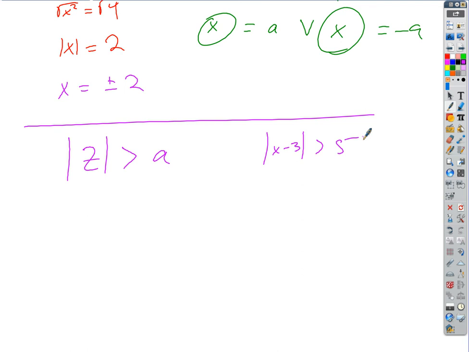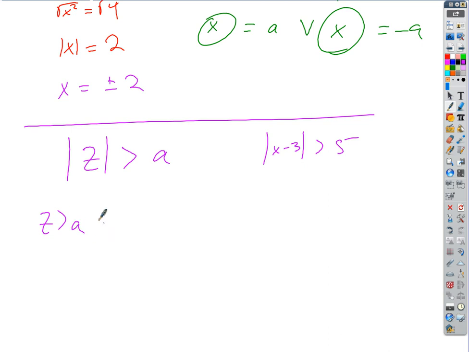Z must be greater than A or must be less than negative A. Does that make sense? Because the size of the number has to be big, but it could be positive or negative. That's really all that's saying, isn't it? Absolute value is telling us the size of the number, regardless of sign. If it's positive, we just know that Z is big, right? It has to be bigger than A.